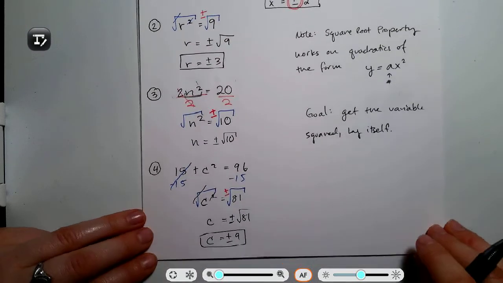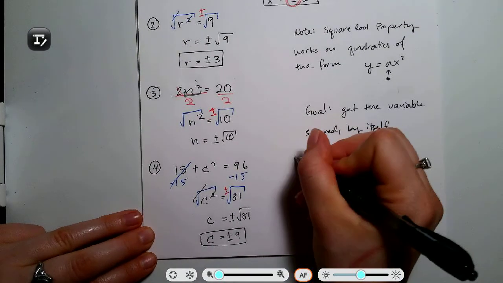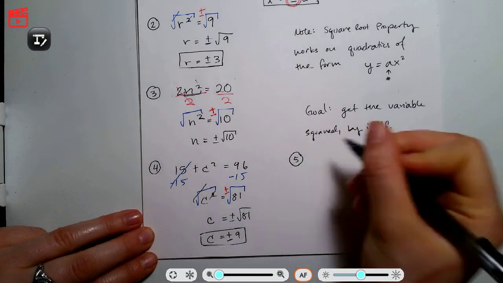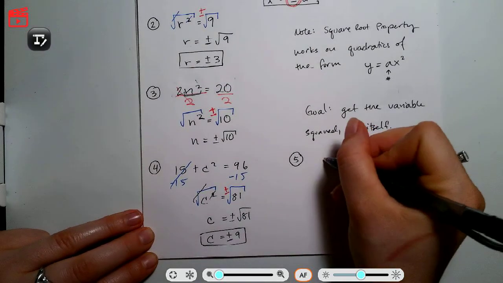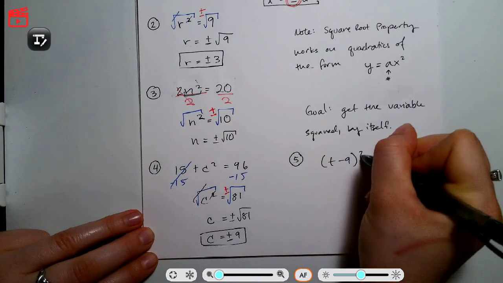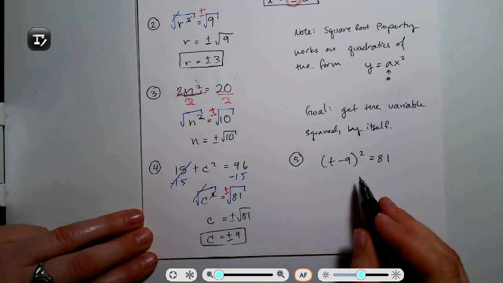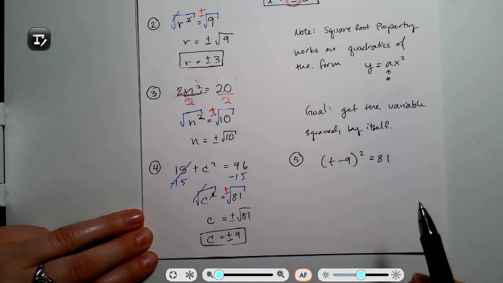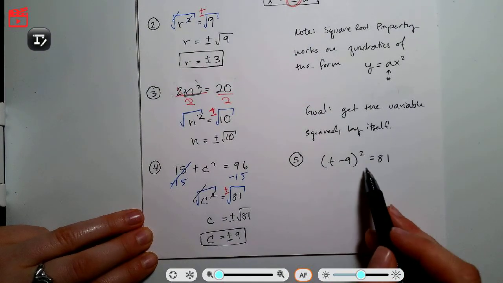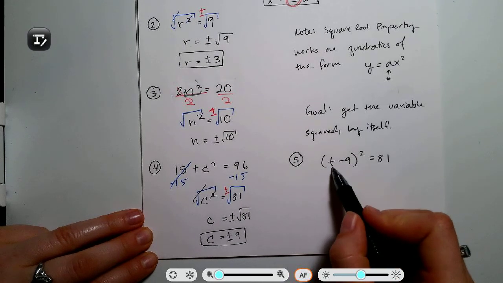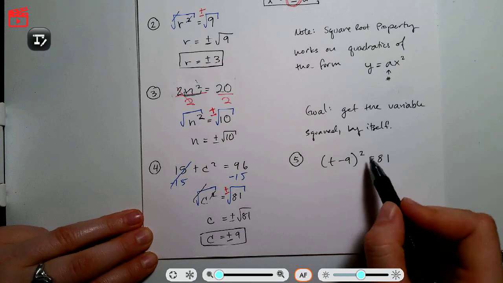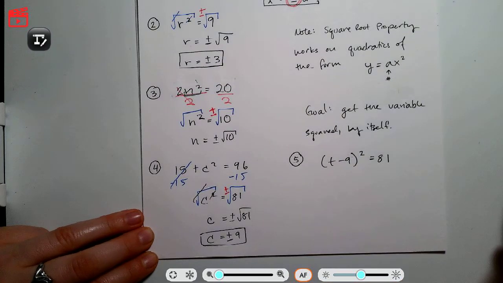All right, so our last problem, number 5. Now this one looks a little different, but the square root property will still work on it. So here we go. (t minus 9) squared equals 81. This looks different than the other ones because we have parentheses going on. But that's not really a problem because, see our variable, t? It is inside the object being squared. I don't see a t anywhere else.